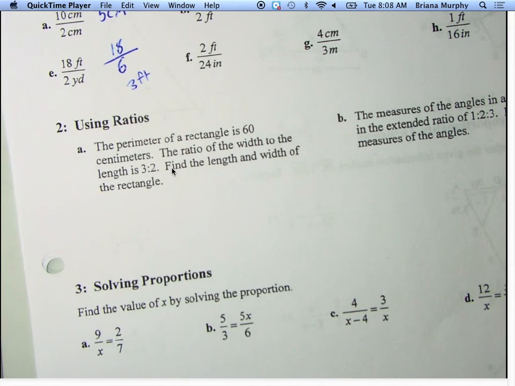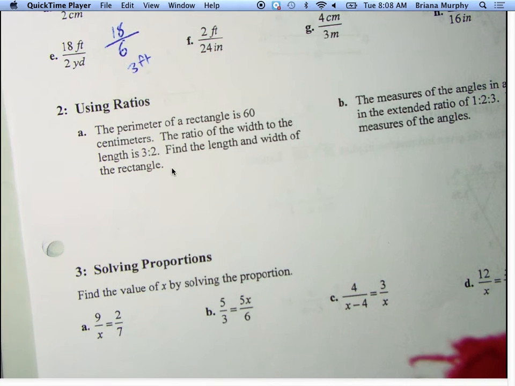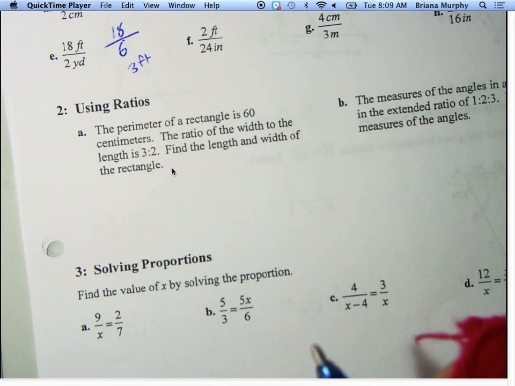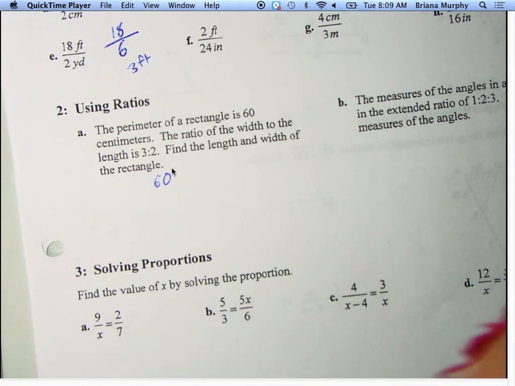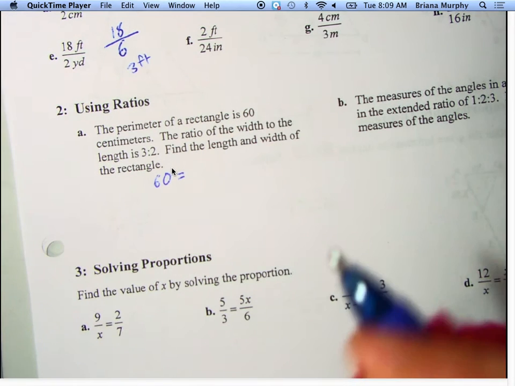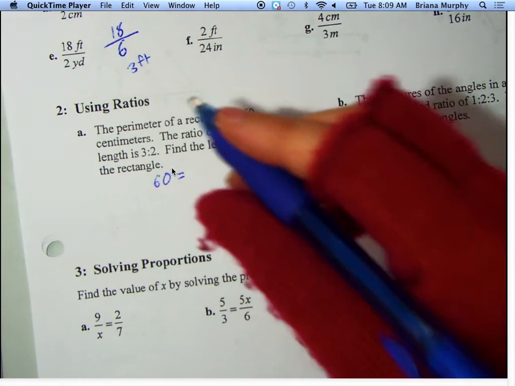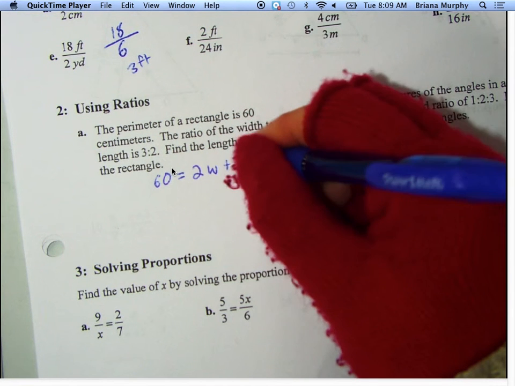The perimeter of a rectangle is 60 centimeters, and the ratio of the width to the length is 3 over 2. Find the length and width of the rectangle. 3 to 2 is the same thing as 3 over 2, just a different way of writing a ratio. How do you find perimeter? Since it's a rectangle, it's 2 times the width plus 2 times the length.